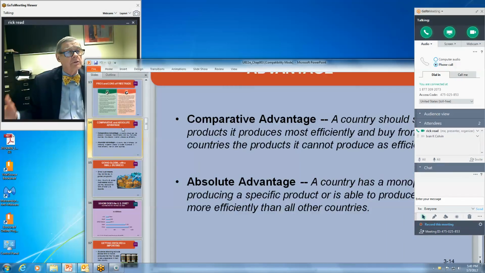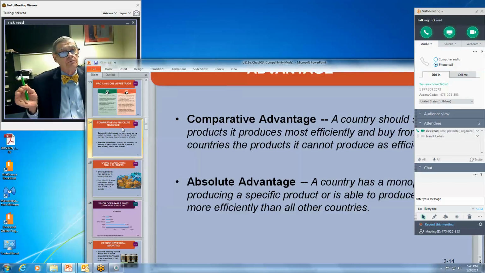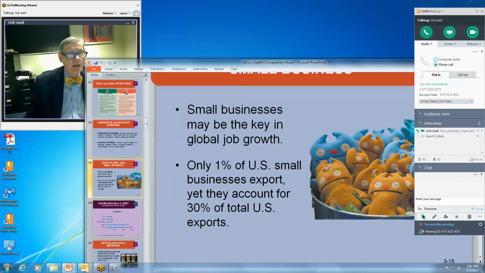This is comparative advantage and absolute advantage. The theory, and I've mentioned it before, of comparative advantage: a country is going to produce those products that it produces most efficiently, and the ones that it does not, it's going to buy elsewhere. Absolute advantage, as I said, probably doesn't exist any longer. It is where a country has a monopoly on producing a specific product and nobody else can do it either efficiently or it doesn't even exist in that country. As I mentioned, diamonds at one particular time, but it's no longer true today.